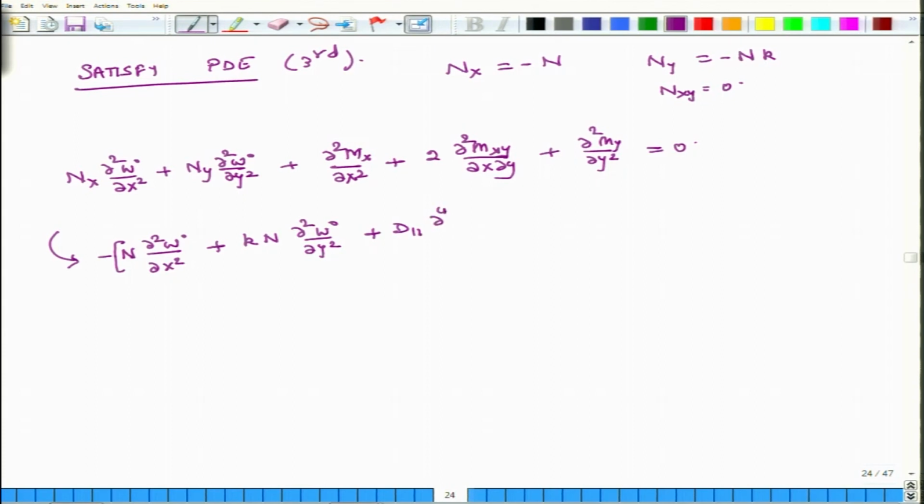D11 del 4 w naught over del x 4 plus 2 D12 plus 2 D66 del 4 w naught over del x square del y square plus D22 del 4 w naught over del y 4 equals 0.